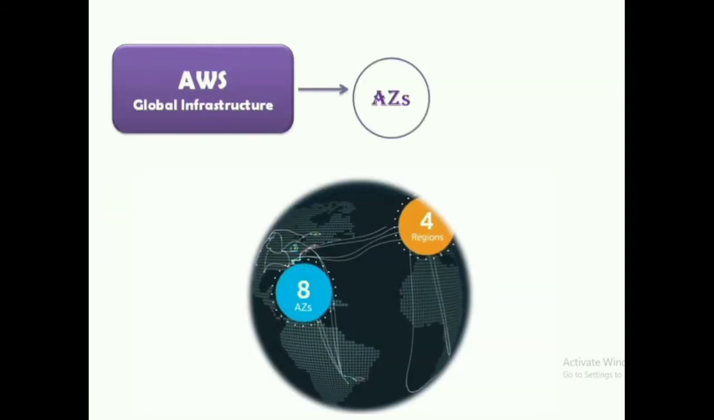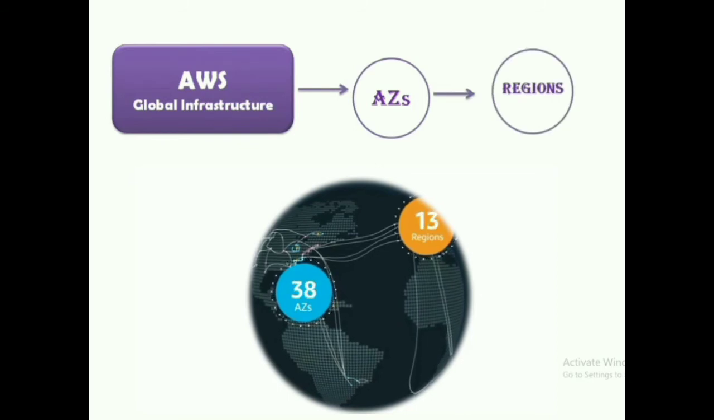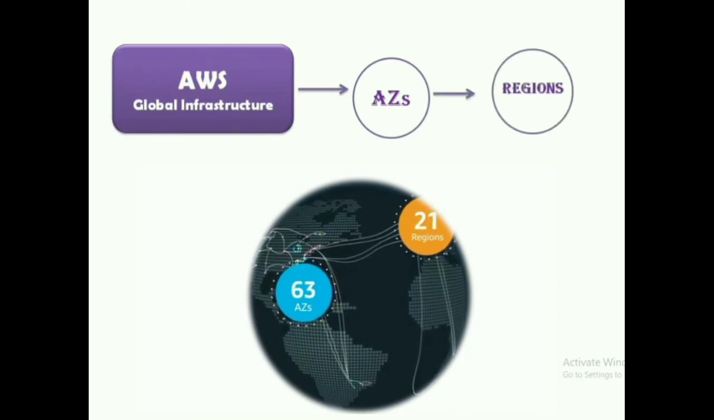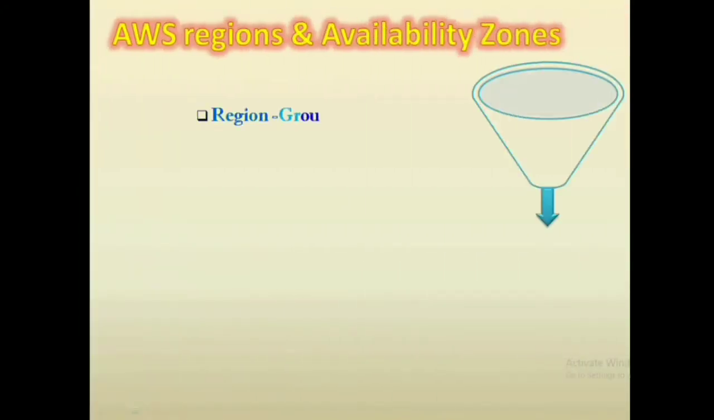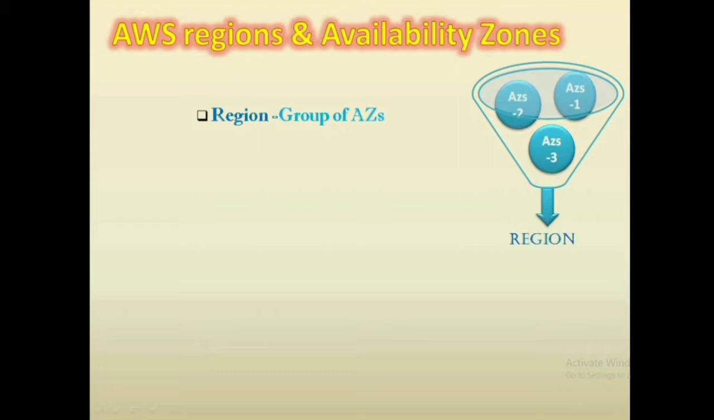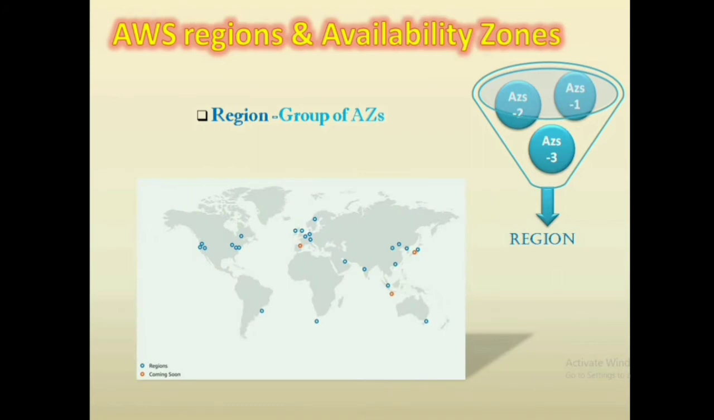There are many parts in the global infrastructure. We are going to talk about regions and availability zones. Let's see the definition. A region is a group of two or more availability zones. An availability zone is a subdivision of a region. Here, the blue dots represent the presently available regions and the red dots represent the upcoming regions.